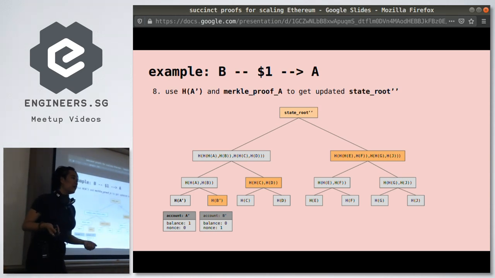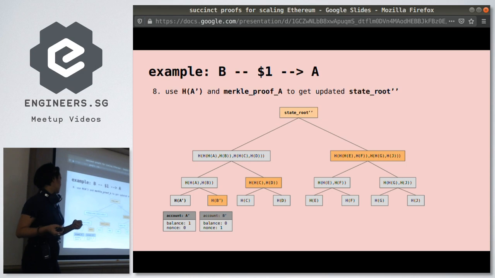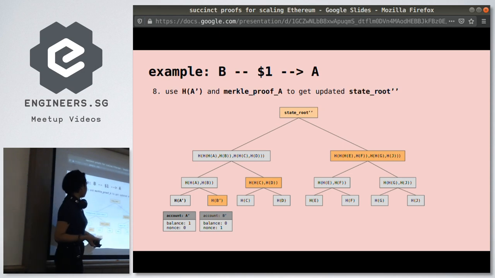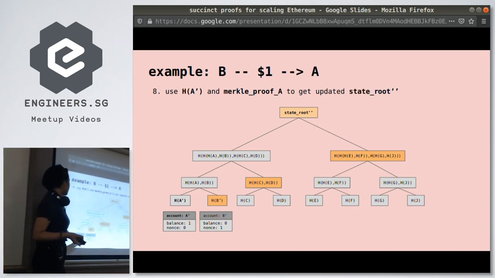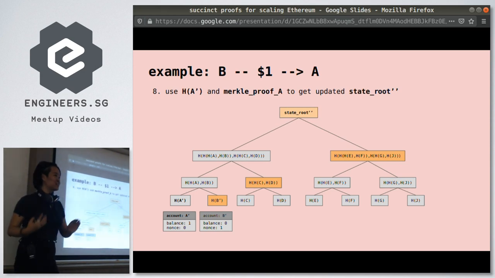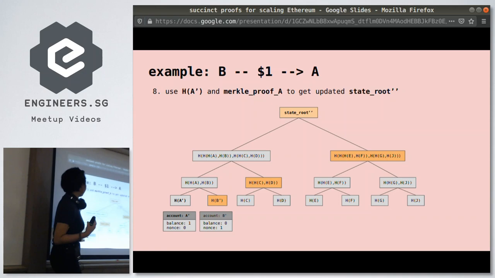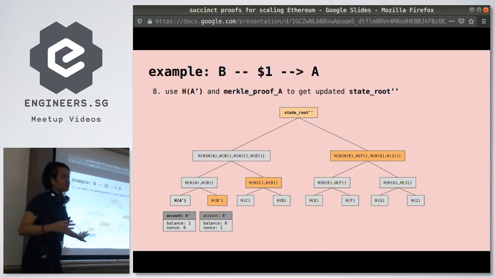Question: whenever this tree updates, don't you have to inform the individual leaves of the change in the rest of the tree? Yes. So basically what you've seen is one transaction from Bob to Alice. And then let's say C and D also want to perform a transaction. Right, so it actually has to happen on the operator's side. So the operator needs to keep track of basically the state root and which inner nodes have changed.